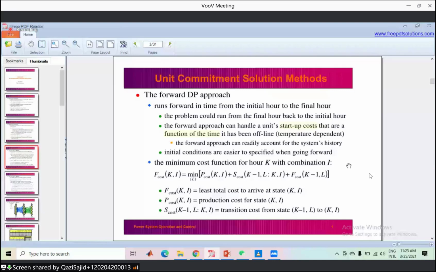So we have to mainly focus on our general formula, that is, the algorithm to compute the minimum cost in hour K with combination I. So this is our given general formula, with fuel cost and all these terms.